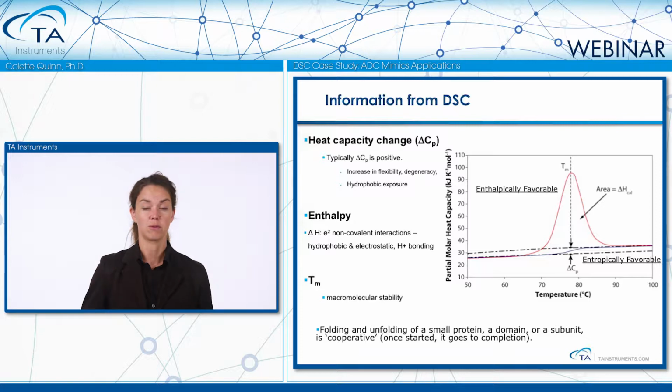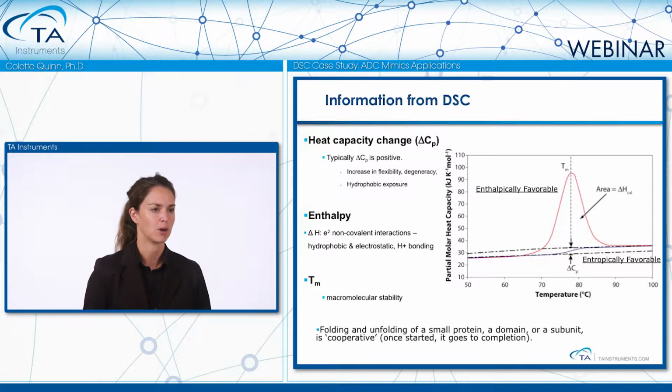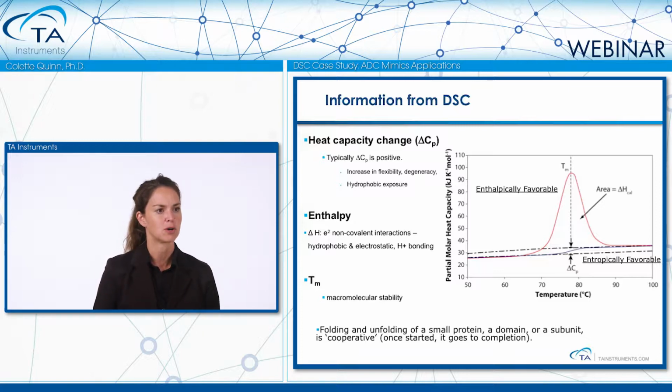So now, starting off on what is DSC: what kind of information can we get from a DSC thermogram? What we're measuring on DSC is the heat capacity. The components you can get out of a DSC thermogram include the change in heat capacity, where you have a heat capacity before and after to get the delta Cp. Typically this is a positive value due to an increase in flexibility and hydrophobic exposure.